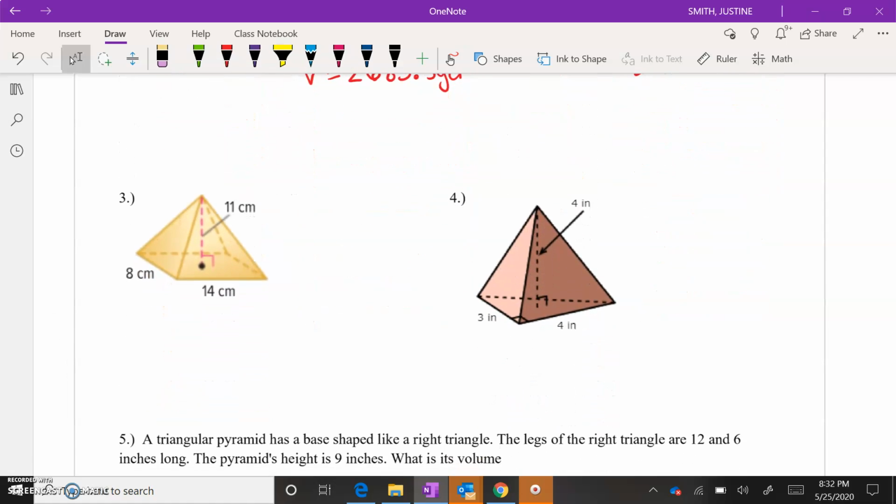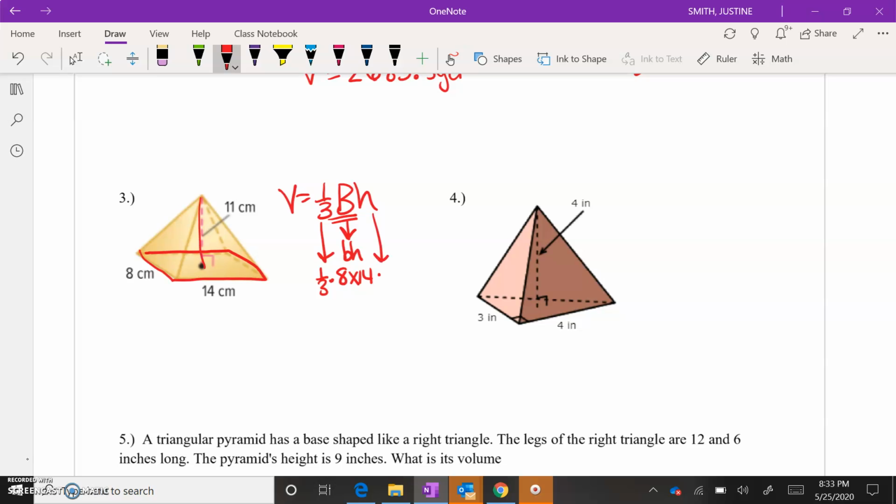So number 3, again, my base here is a rectangle. So when I do my formula, I know that the area of a rectangle is just base times height. And in this formula, it's 8 times 14 in this shape. Everything else comes down. So the 1/3, the height of the whole entire figure, which is 11. Again, this big B is area of the base, which is base times height for a rectangle, which is 8 times 14. The height is the height of the whole figure, and then the 1/3 is just part of the formula.